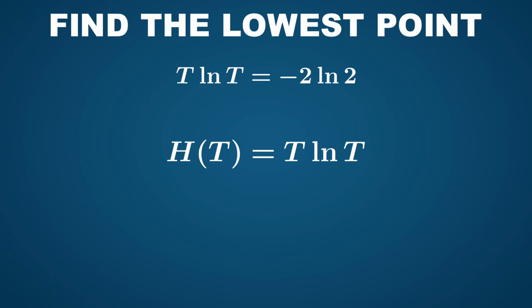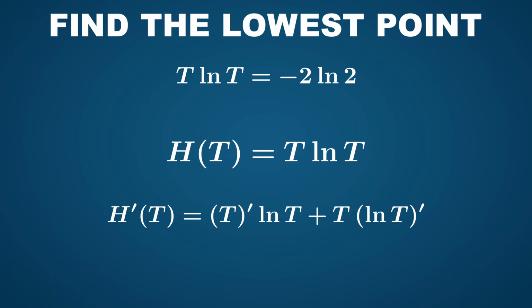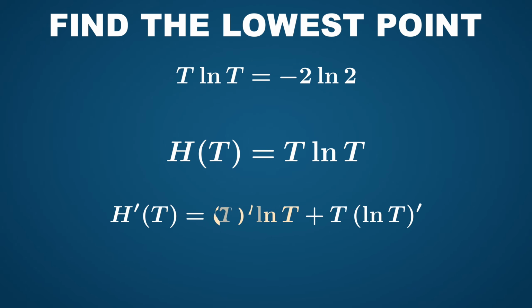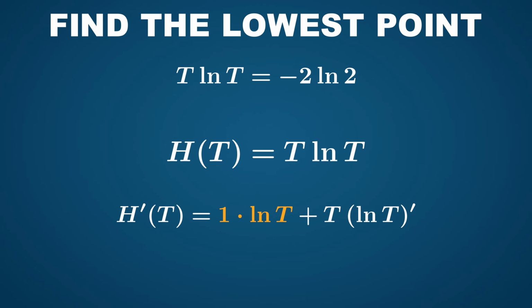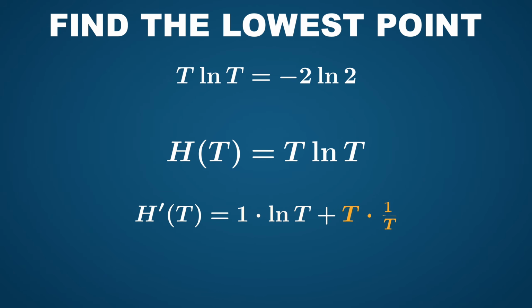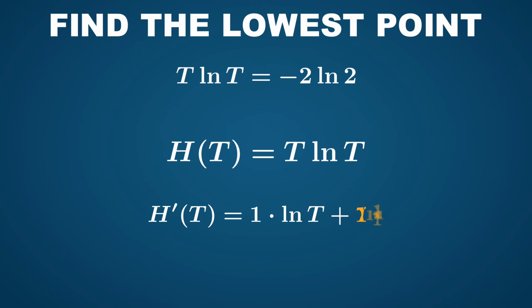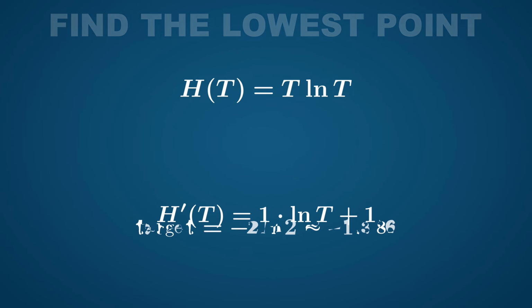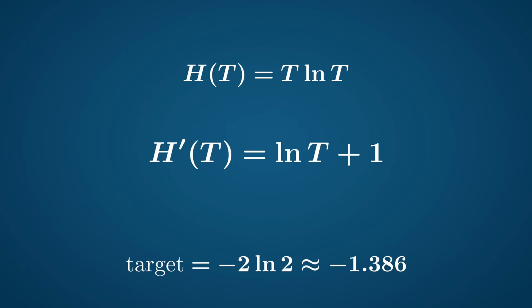To map the range, we look for the lowest point of h. The derivative of h comes from the product rule, one piece at a time. The derivative of t is 1, giving 1 times the log of t. The derivative of log t is 1 over t, giving t times 1 over t. That second term is t over t, which simplifies to 1. So h prime of t is the log of t plus 1, and nothing else.